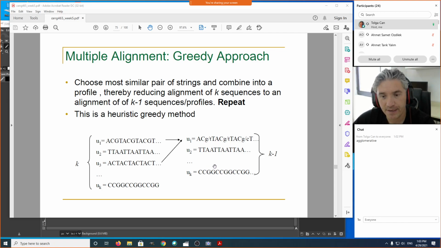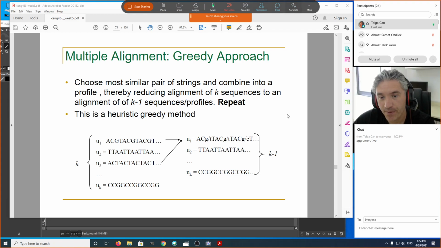In the following step, again, among these k-1 sequences, we decide which two are the most similar. We don't spend k-squared time on this, and we don't need to, because the sequences other than the new one are already aligned pairwise with each other in the previous step, so we don't need to do the alignment again. We only align the new profile against the remaining ones to see what its score is against the others, and again choose the most similar pair from there.